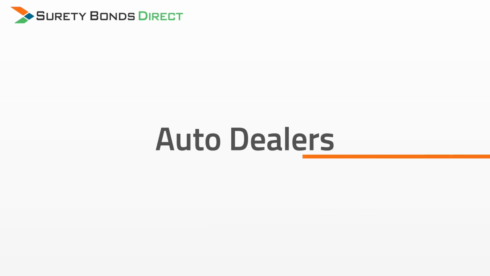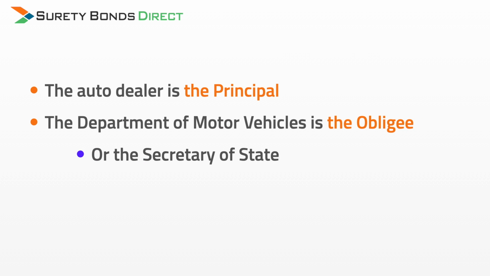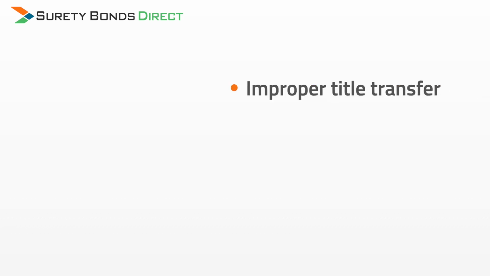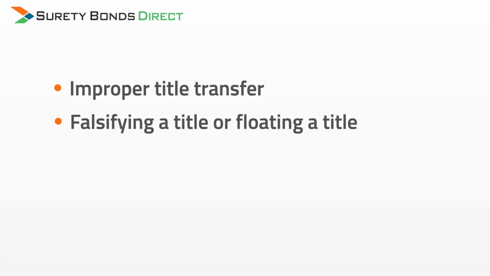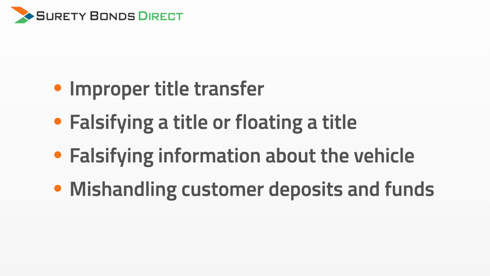Example 2. Auto dealers. All state Department of Motor Vehicles require non-franchised auto dealers to purchase a surety bond to obtain their dealer's license. The auto dealer is the principal. The Department of Motor Vehicles, or Secretary of State, is the obligee. Again, the surety is the insurance company writing the surety bond. An auto dealer bond protects the car purchaser from improper title transfer, falsifying a title or floating a title, falsifying information about the vehicle like mileage, mishandling customer deposits and funds.